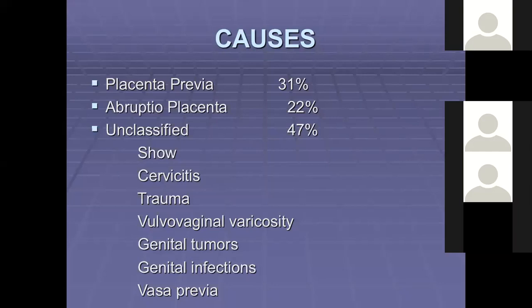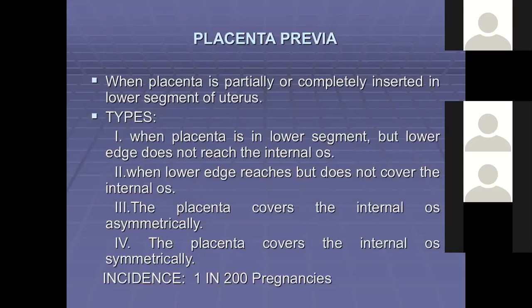As you know, vasa previa is a condition that also occurs during the pregnancy. And in this condition, what happens? Fetal blood vessels, which communicate with the placenta, just lie over the internal cervical os. So once we do the artificial rupture of the membrane, what will happen? There will be a sudden gush of blood. Let's discuss each and every cause one by one.